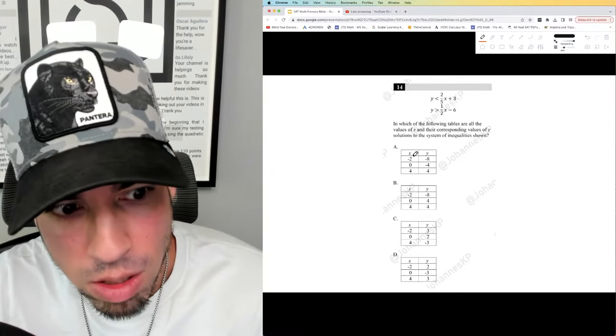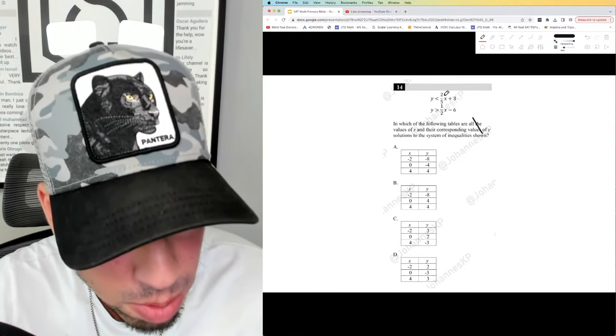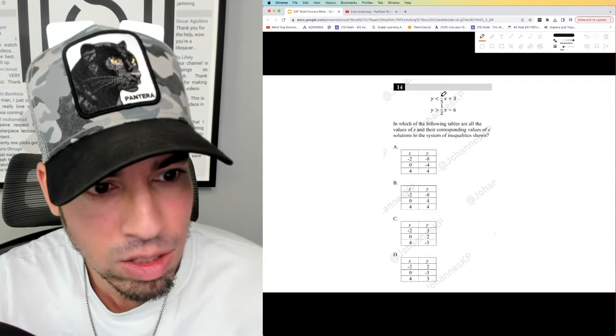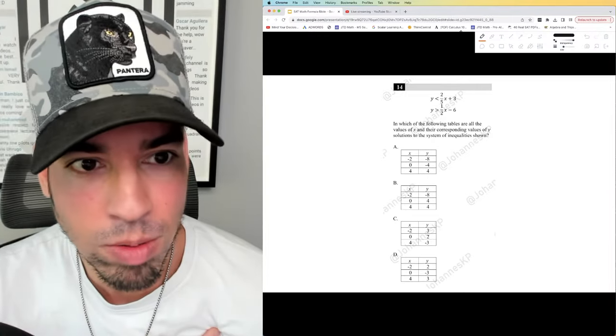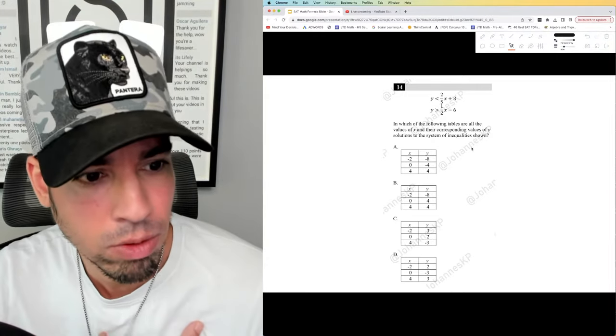This one would be a little bit longer, but again, you're going through the table and plugging each of these values into each inequality, and it's got to pass both of them. I found that that seems to be the most effective way, as long as you're nice and careful.